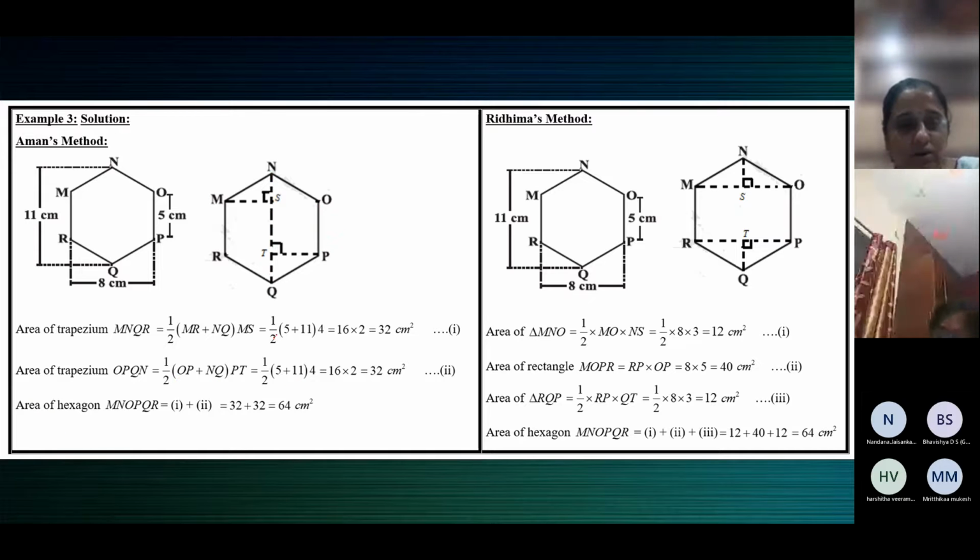So how do we simplify? 2 1s are 2, 2 2s are 4. It's multiplication.